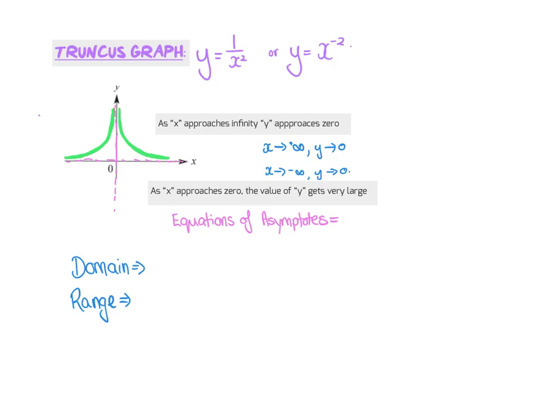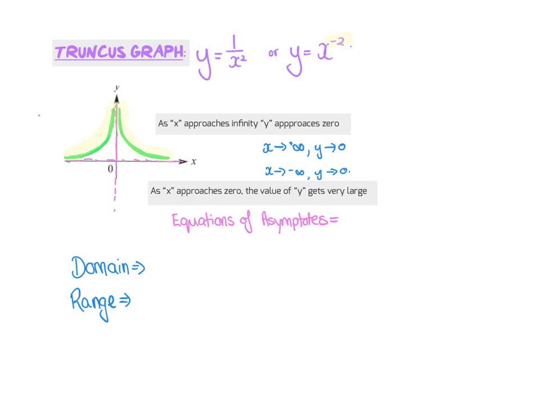Okay, today's lesson we're doing the Truncus graph, which is 1 over x squared, or we can write it as x to the power of -2. So if you have a look here, a Truncus graph, you can remember it as looking like a trunk.